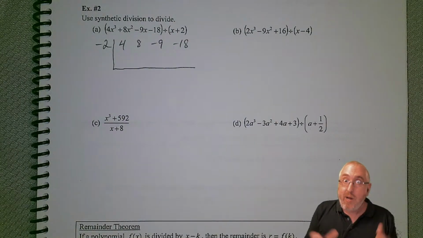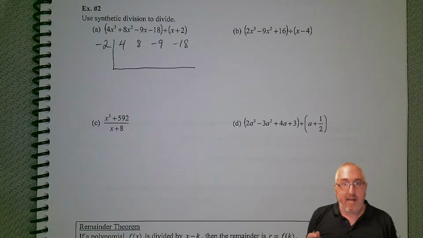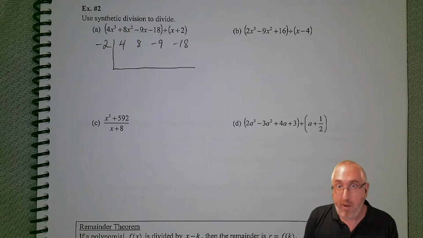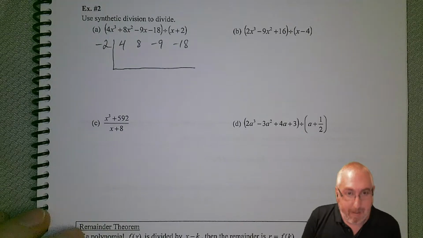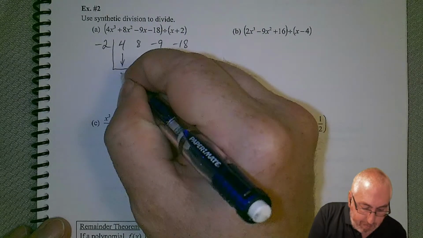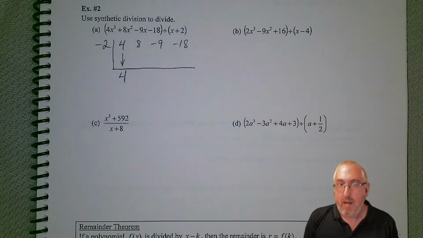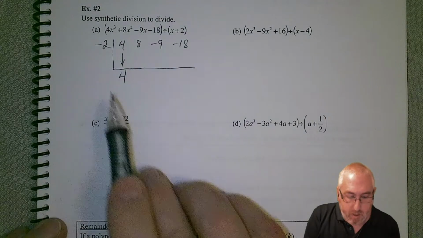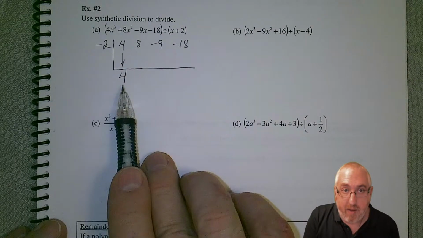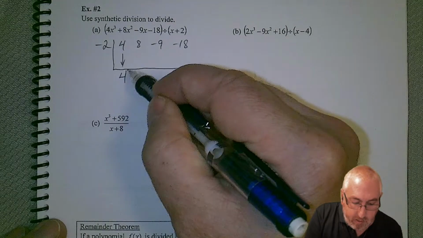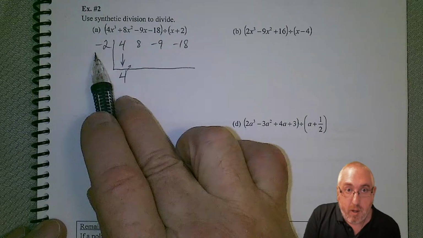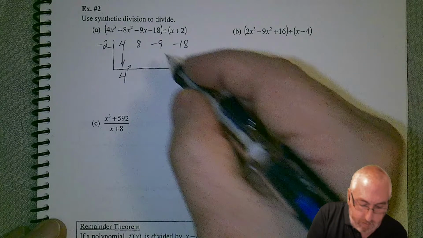Now, how do we divide? Well, it's actually not dividing at all. It's going to be a matter of adding and subtracting and multiplying. But the first step is just to simply take this 4 and drop it right down below our line. Now, what do we do next? Now we got to multiply. So whatever number you have on the outside, you have to multiply it by this number and then put that answer up underneath the next coefficient. So in this case, we have a negative 2 and a positive 4, so that's going to be a negative 8.